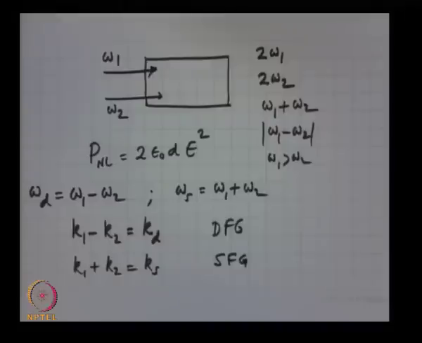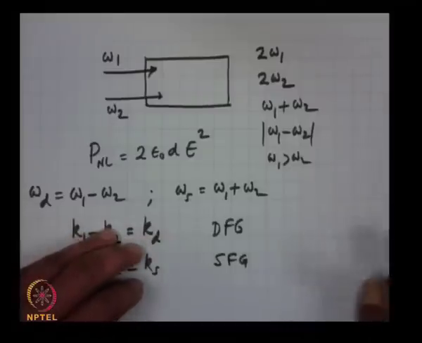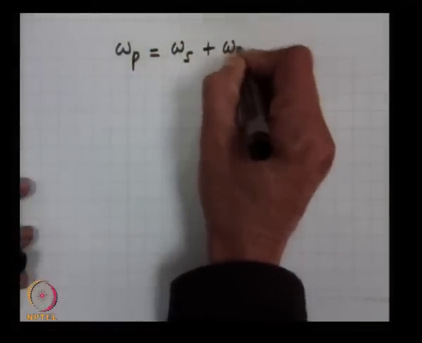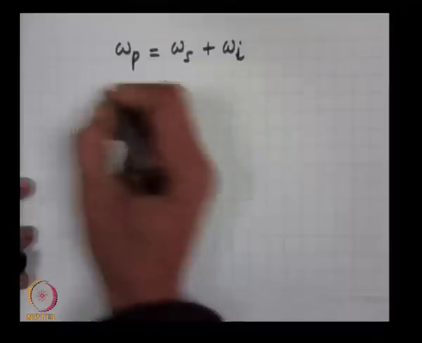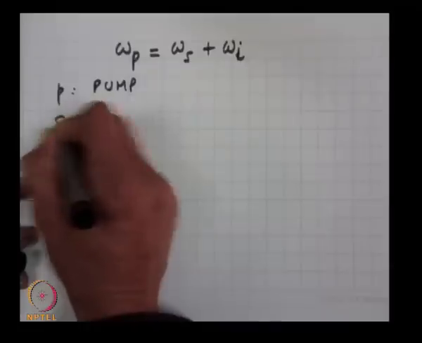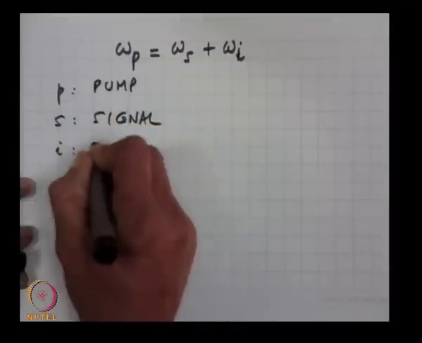So what we will study is this process in which I have two waves incident, generating a third wave. Now, to be more specific, we will call these by the following names. I will assume that the three frequencies satisfy this condition. P stands for pump, S stands for signal, and I stands for idler.